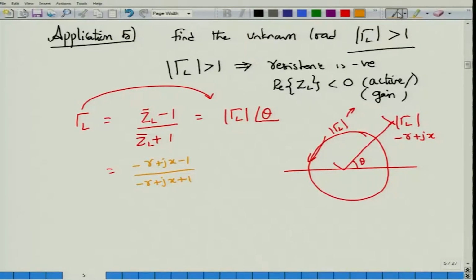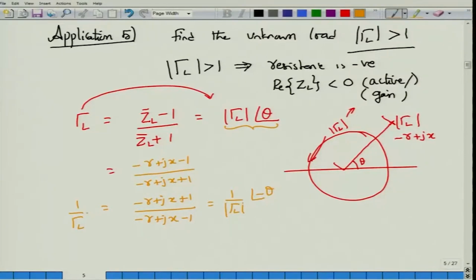What I now consider is an interesting thing. Let me consider what is 1 by gamma L. 1 by gamma L will be equal to minus R plus jx plus 1 because it goes onto the numerator and this fellow goes to the denominator, right. And what will happen to this gamma L and an angle theta? That will become 1 by magnitude gamma L at an angle of minus theta, which is okay.